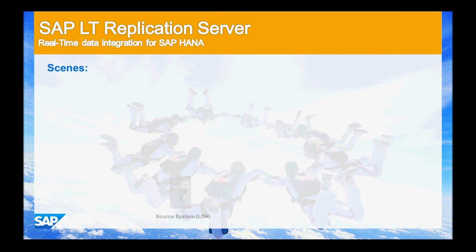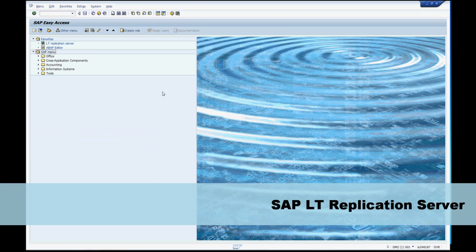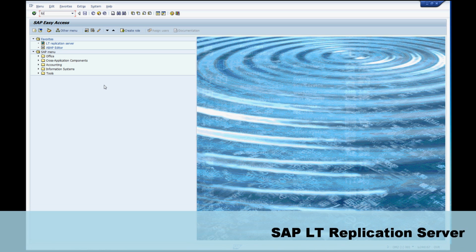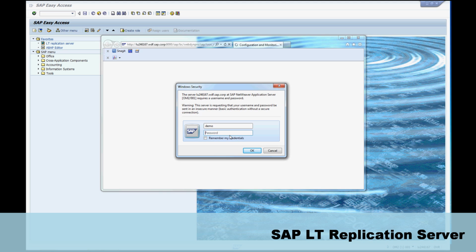What are the scenes of this video? So we have a 3-tier landscape: the source system, the LT Replication Server, and the HANA system. In the first scene, we configure the LT Replication Server to set up a connection to the other systems. For this, you access the system and type in LTR for the transaction to access the WebDynpro of the LT Replication Server.